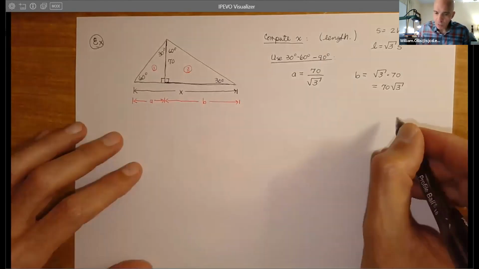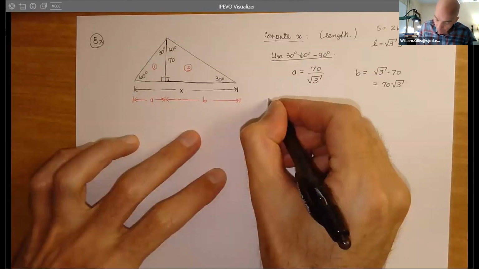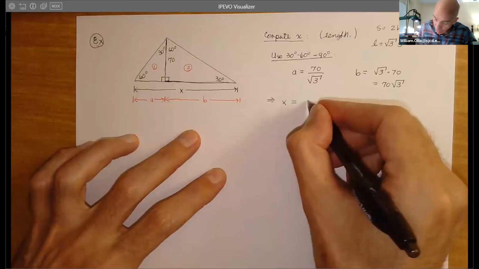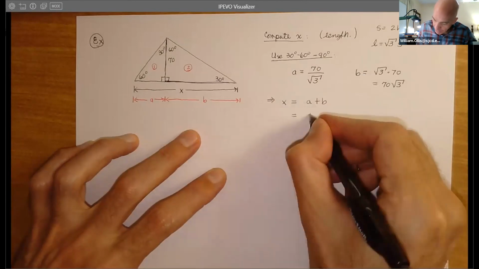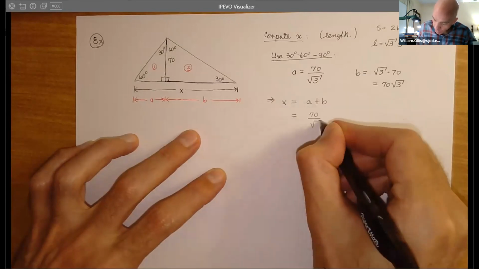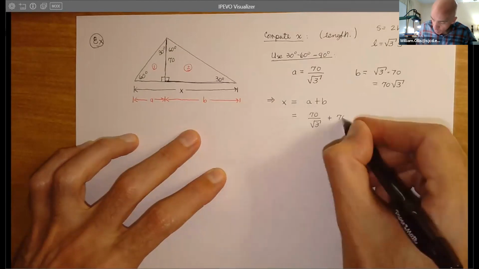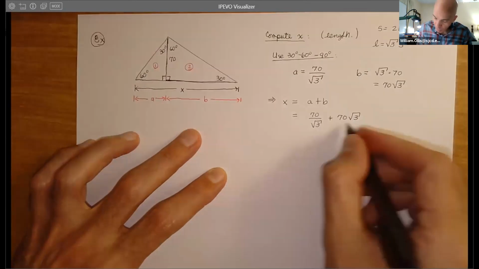So now we're thinking, well, we're done. That was easy, just using 30, 60, 90. So this implies X equals A plus B. So this will be 70 divided by square root 3 plus 70 times the square root of 3. And then, of course, if you wanted to, you could factor this. I mean, why not?